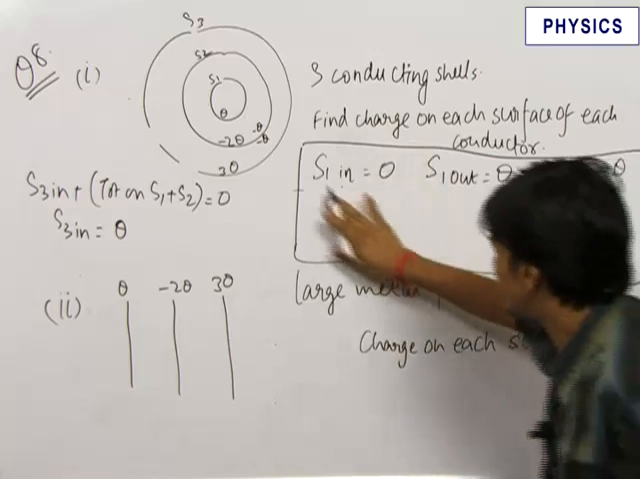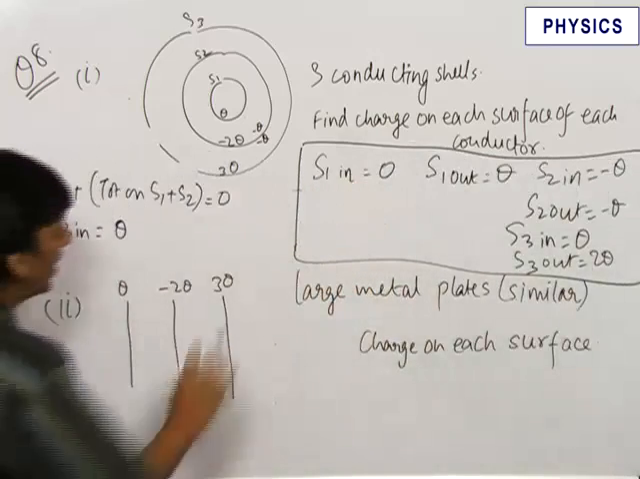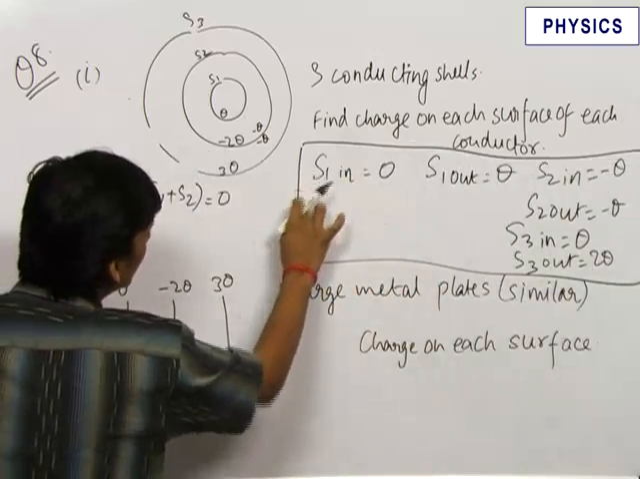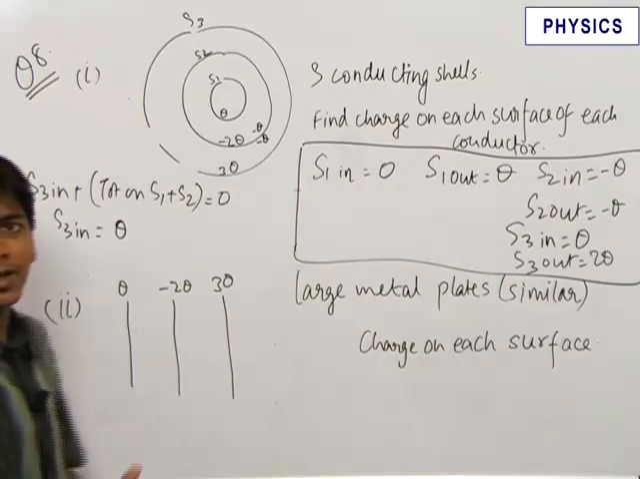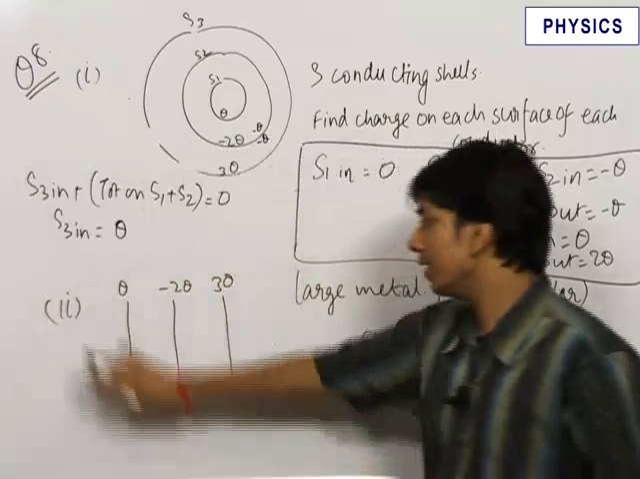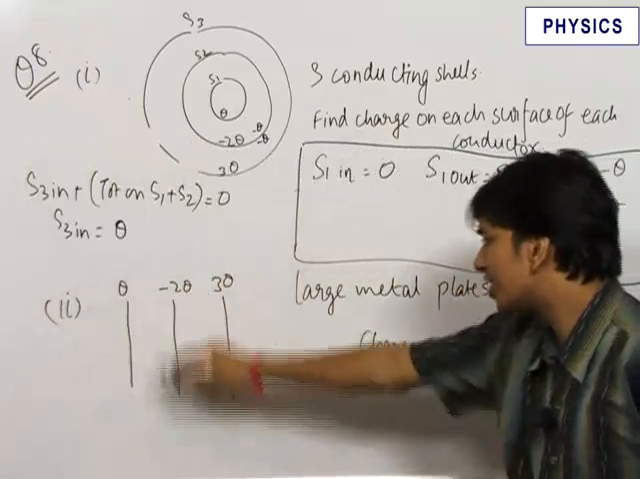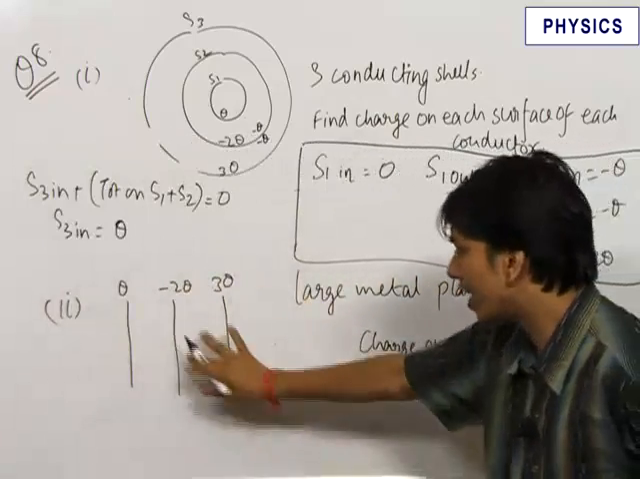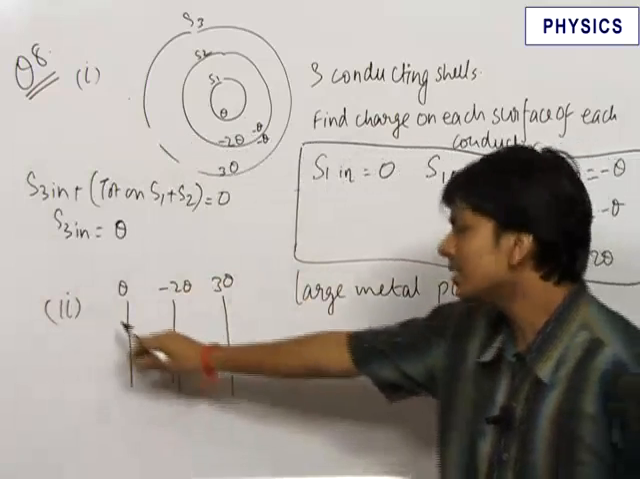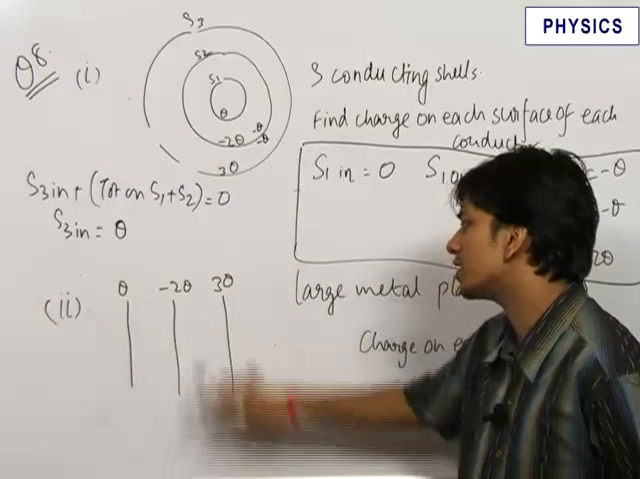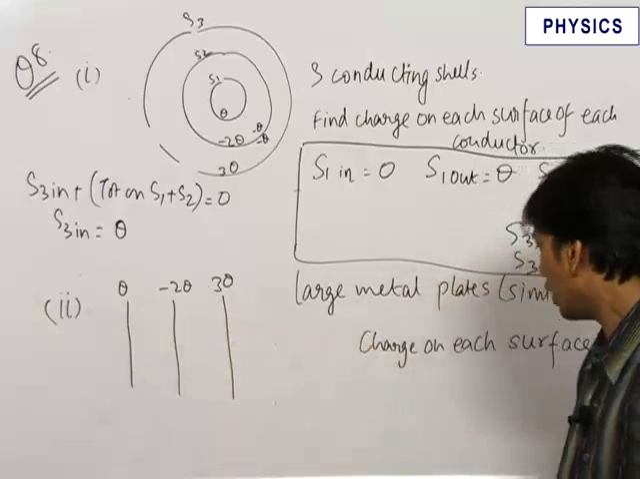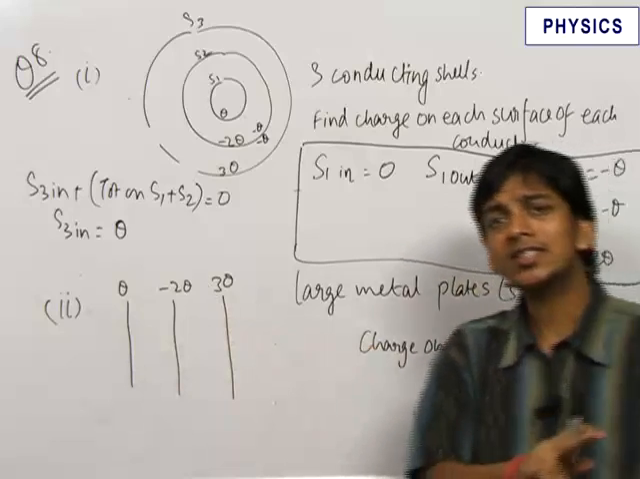So, in this question, we learned how to find out the charges on each of the surfaces using Gauss law. Now, similarly, we have the second question. We have 3 large metal plates which are similar in nature. This has a charge of q, this has a total charge of minus 2q, and this one has a total charge of 3q. We need to find out the charge on each surface.